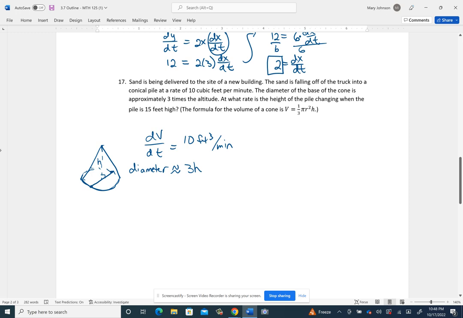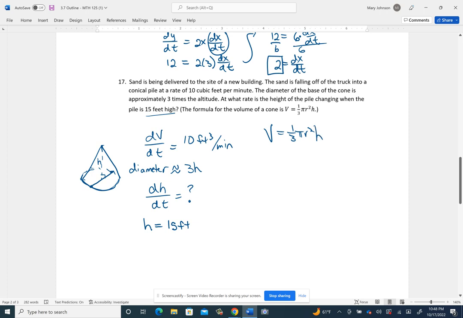All right, then it goes on to say, at what rate is the height of the pile changing with respect to time? That's dh/dt. That's what I'm looking for. Okay, when the pile is 15 feet high, so when h equals 15 feet. All right, so I've kind of extracted what I could out of that problem. Now, they suggest that we use this formula: volume equals 1/3 pi r squared h. 1/3 the area of the base times the height. H, not pi. Let me write that better.